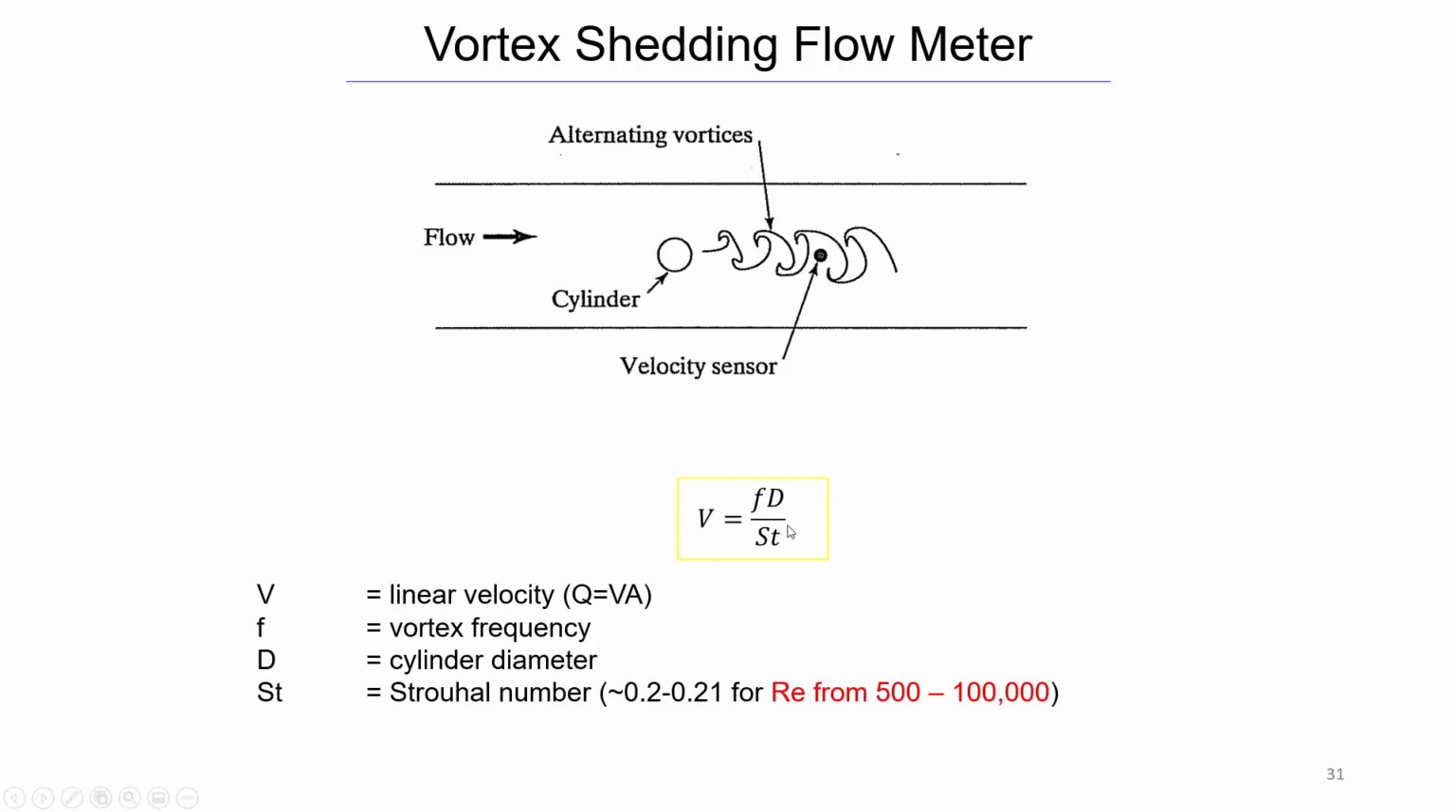Now the equation for this: the linear velocity v is going to be the vortex frequency, so however many of those pulses are counted in a second, and then you have the cylinder diameter. Then you have the Strouhal number, which is typically roughly 0.2 to 0.21 if you have a Reynolds number from 500 to 100,000. So you could just use, say, the middle of that for a lot of fluids.